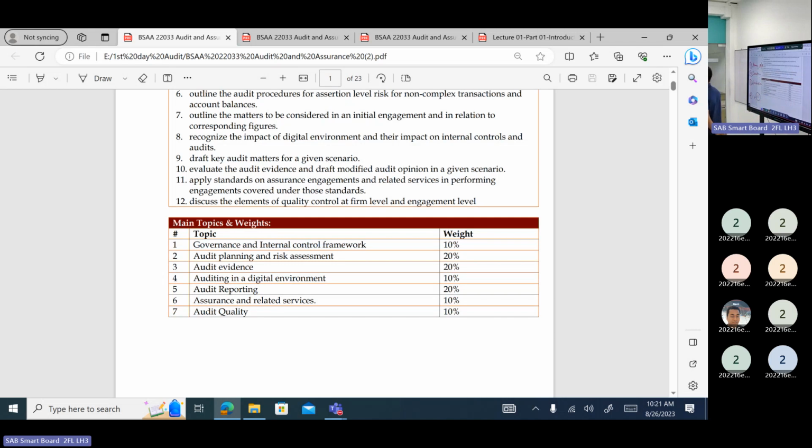Control is what? In a life, in a business process, whatever the situation you are handling, you may have a risk. There's a risk. What is the risk?